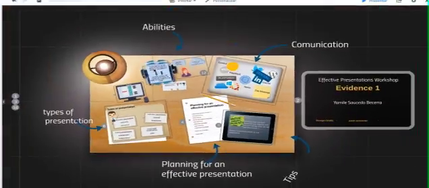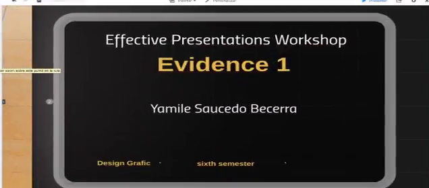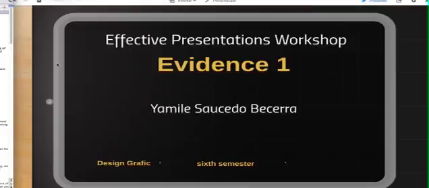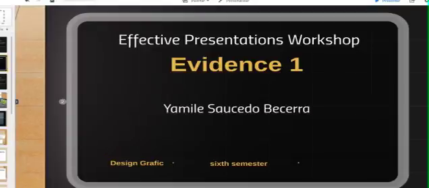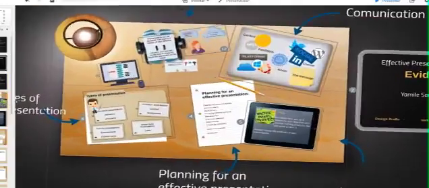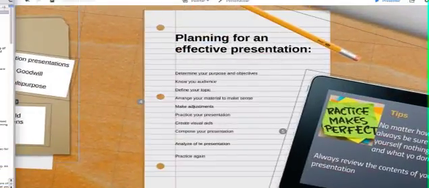Number one, planning for an effective presentation, which needs not only good content but also good planning. When planning for an effective presentation, there are various factors that can affect the design of your presentation.